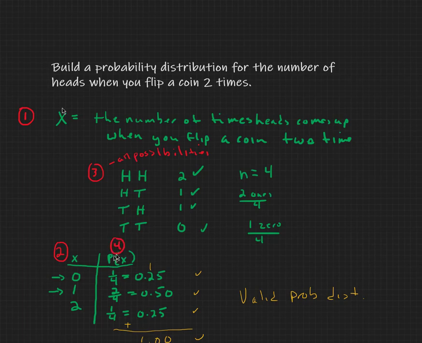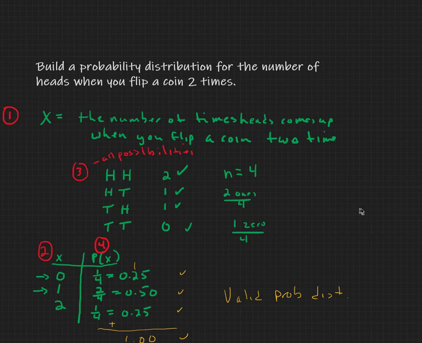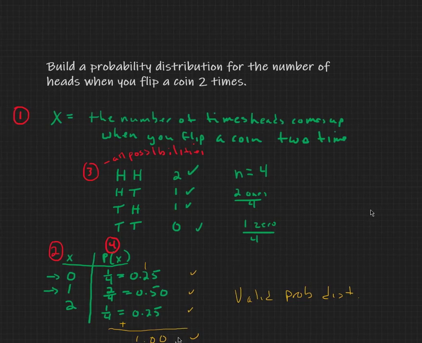So now imagine if the question were, build a probability distribution for the number of heads when you flip a coin 3 times. Let me give myself a little bit more space here. Actually, I'm just going to switch to a different color. So imagine I could flip a coin 3 times. I would follow the same process. What could my little x values be? I could get no heads, 1 head, 2 heads, or 3 heads.